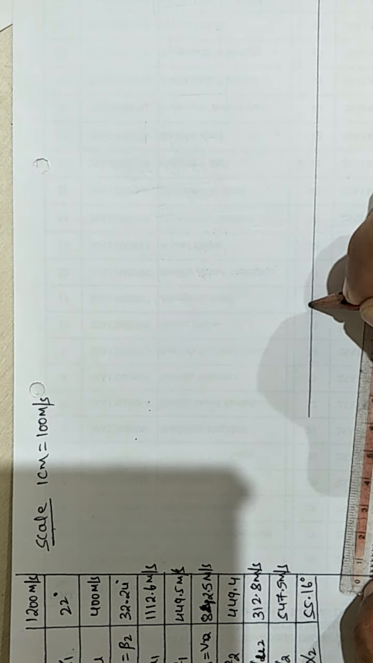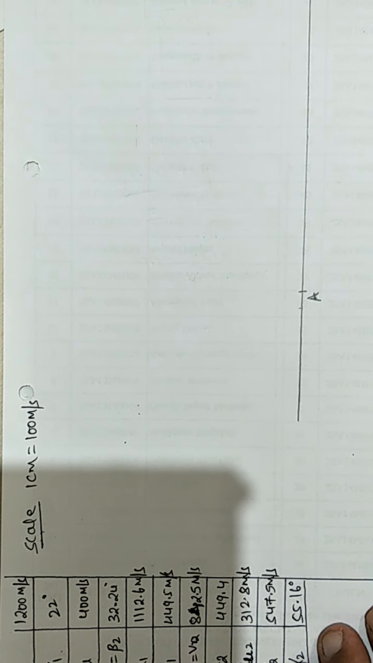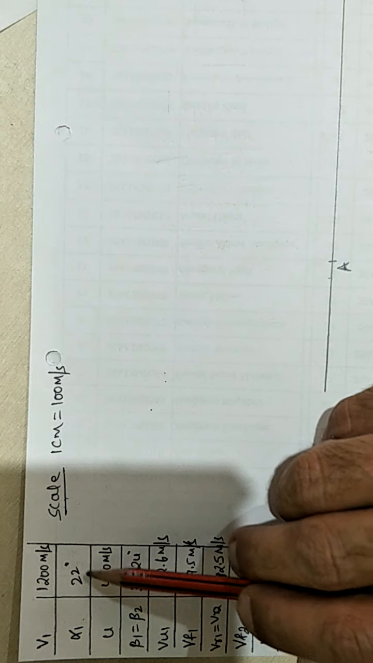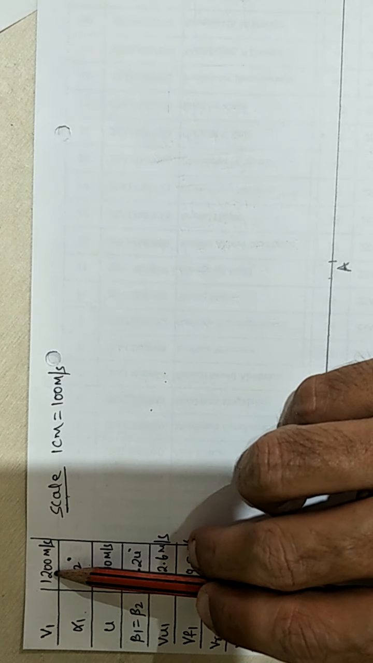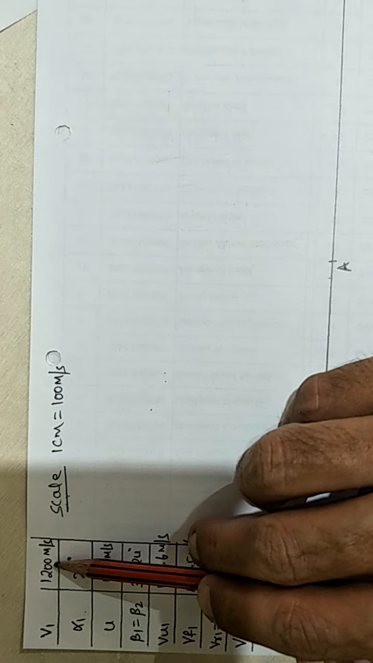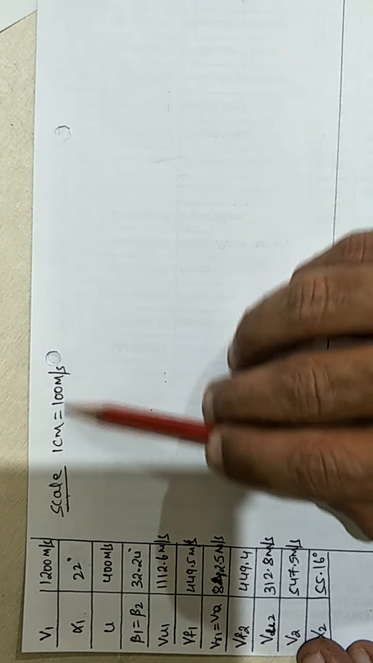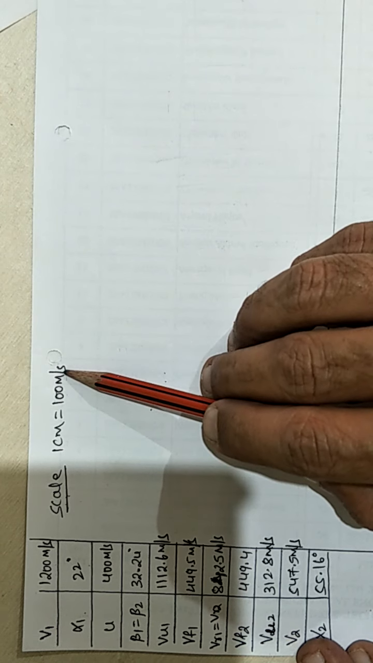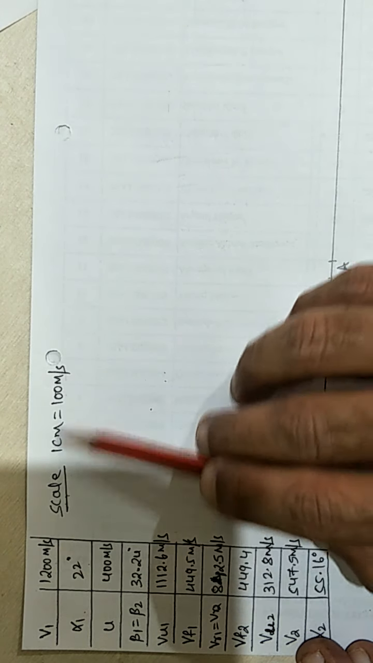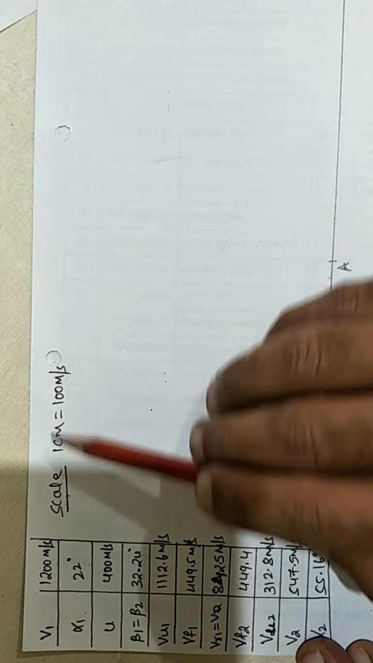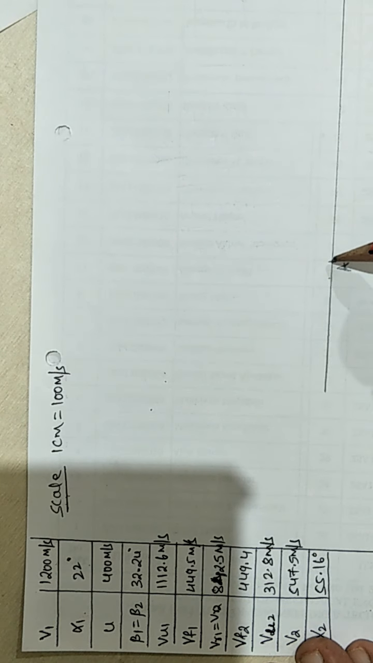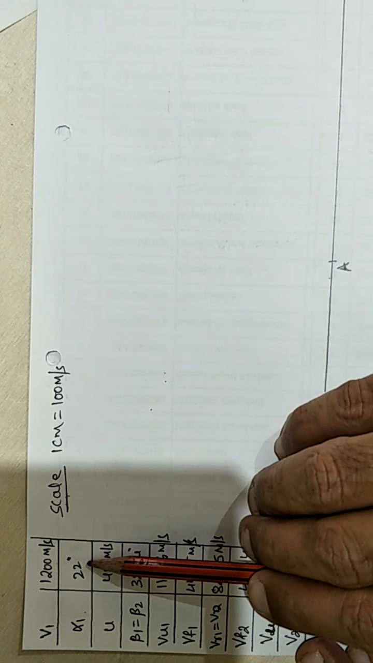I am going to draw a horizontal line, and I am going to locate point A here. So this is point A. I am going to locate here, with angle 22 degree, alpha 1 is 22 degree, and with the value of V1. So here V1 is 1200 meters per second. If I consider the scale, 1 centimeter is equal to 100 meters per second, so V1 will be 12 centimeters. So I am going to draw a line 12 centimeters with angle 22 degree.